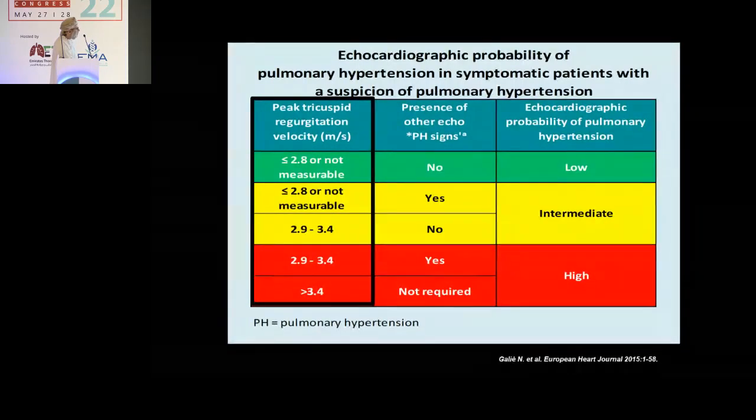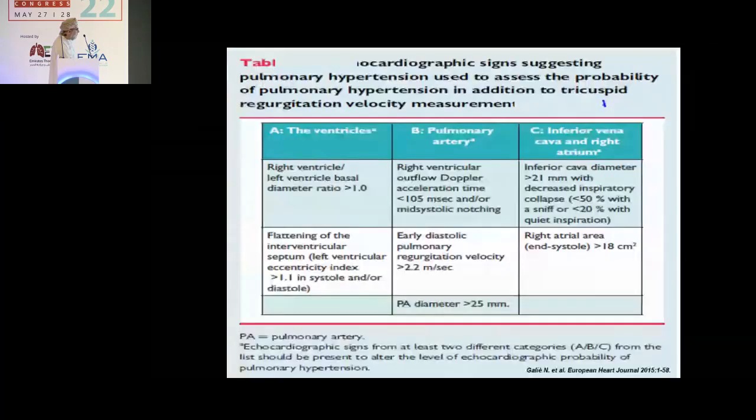So if the patient has no symptoms and the velocity is less than 2.8, the probability is low. If the velocity is less than this but there are other echo findings, which I'm going to tell you on the next slide, then this is intermediate. And if the patient has velocity more than 3.4, you don't need other findings; it is sufficient to be in high probability. And these are the other findings other than velocity.